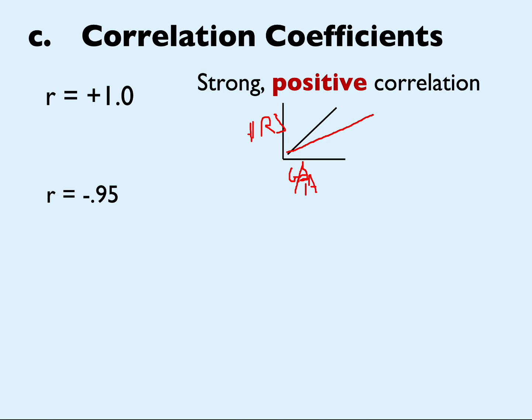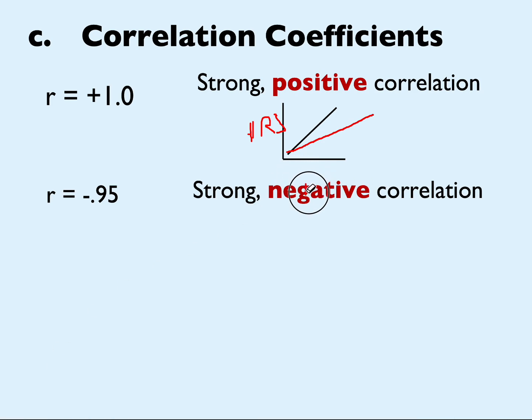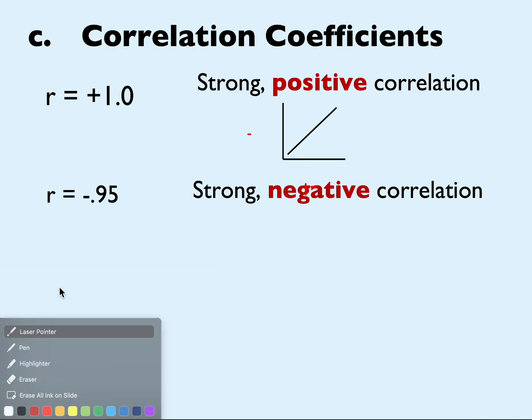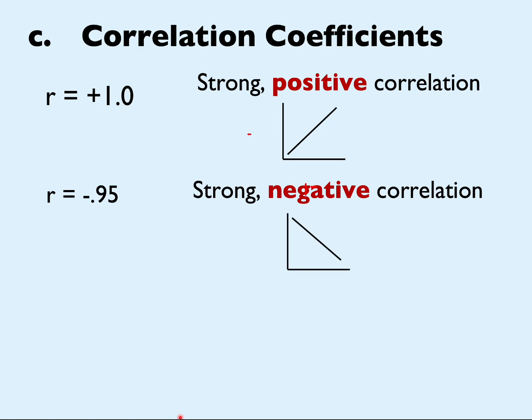Let's look at a negative correlation. So negative 0.95. This is also going to be a very strong correlation, but in this case it's negative. This is a strong negative correlation. Very strong. And what do you think the graph would look like? If you guessed that it would look like a mirror image of the graph above, you would be correct. It's going to look something like that. It's not quite 45 degrees, but pretty darn close.